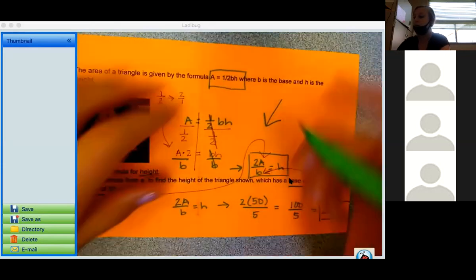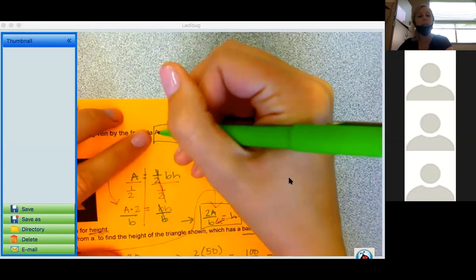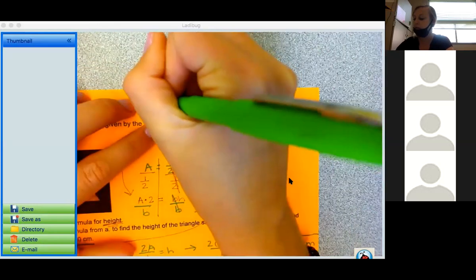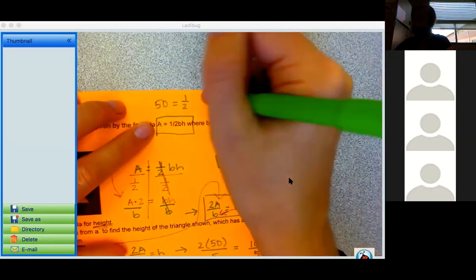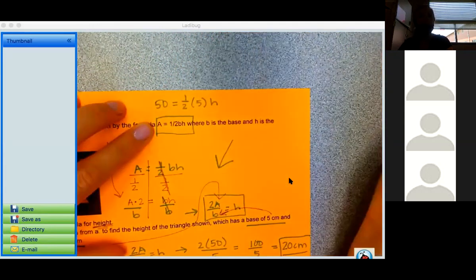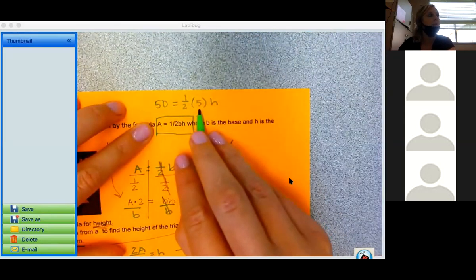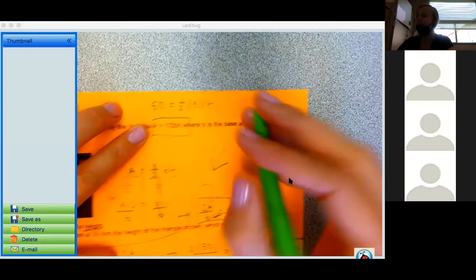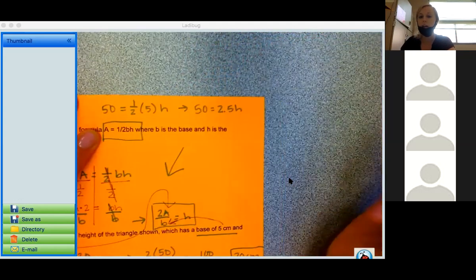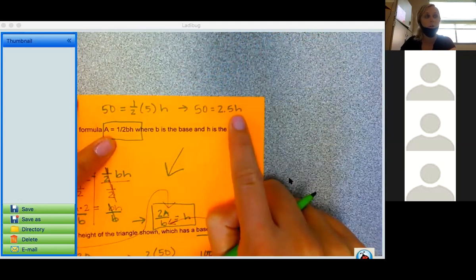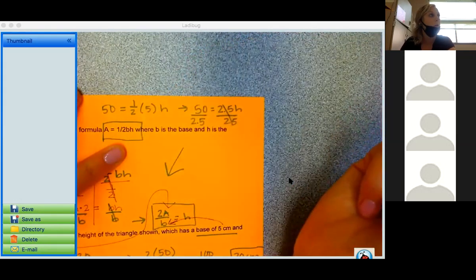Well, let's look at what would happen if we plugged them in up here. Y'all with me? All right, what was the area they told us we could use? 50. What was the base they told us we could use? 5. And then we just need to find H, right? Okay, what is half of 5? What's 1/2 times 5? 2.5, good. So this would be 50 equals 2.5H. And then how would you get H by itself? Divide by 2.5. But do you see how this is going to be harder because it's a decimal?